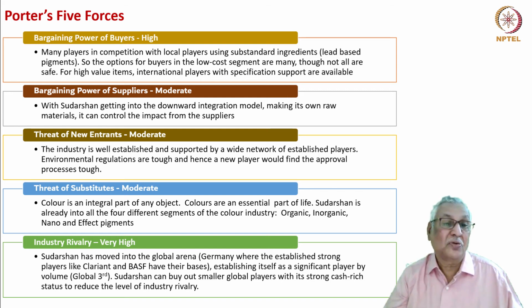Sudarshan. What is the bargaining power of suppliers? It is moderate because Sudarshan is getting into a backward integration model, making its own raw materials. Therefore, it can control the impact from the suppliers. The threat of new entrants is moderate because the industry is well established and supported by a wide network of established players. Environmental regulations are tough, and a new player would find it difficult to enter this market with the kind of environmental capability that the existing players such as Sudarshan have established.